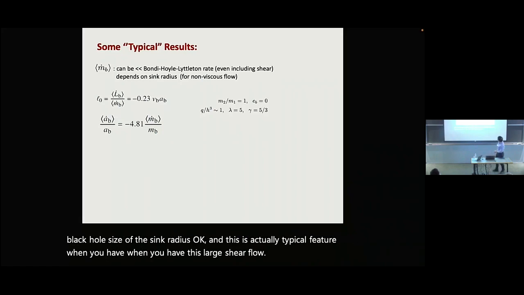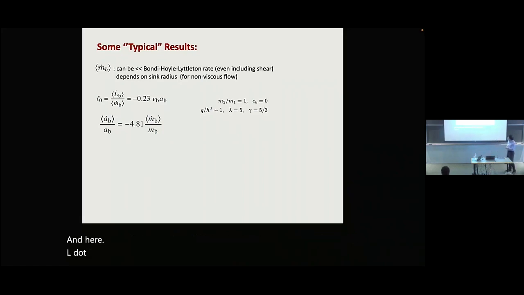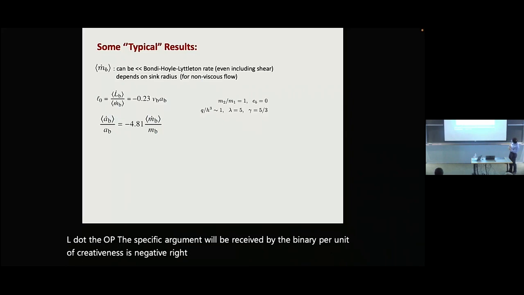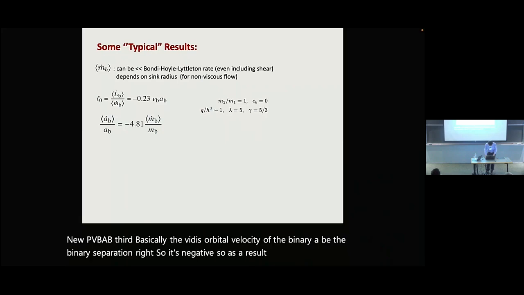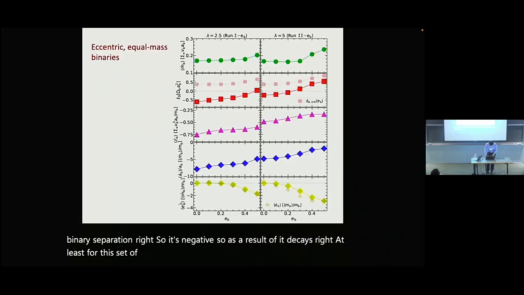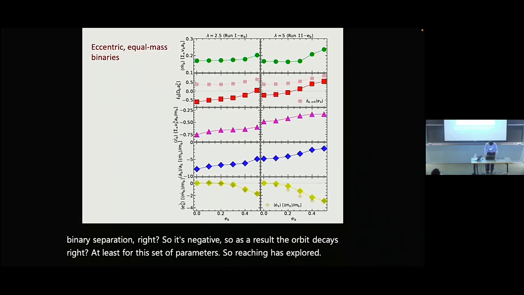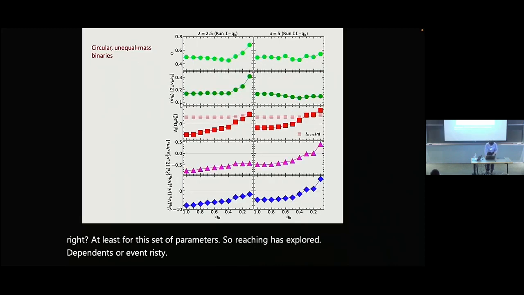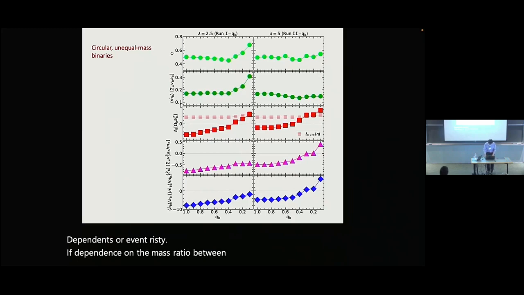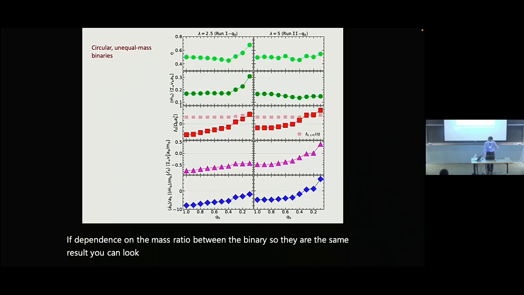And here's the L dot, the specific angular momentum received by the binary per unit accreted mass. It is negative, in units of V_B A_B, where V_B is the orbital velocity of the binary and A_B is the binary separation. So it's negative, and as a result the orbit decays, at least for this set of parameters. Rixin has explored the dependence on eccentricity and on the mass ratio between the binary components. So there are some results you can look at, but there will be more parameter exploration.